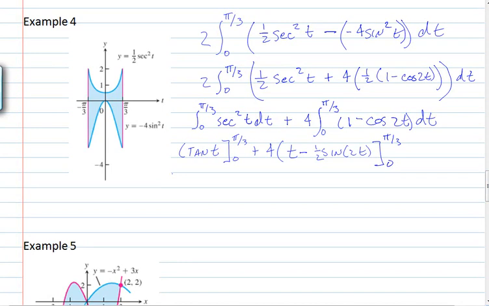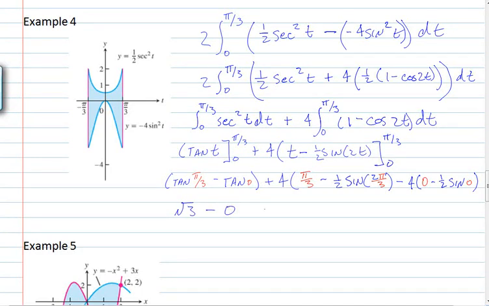So plugging in the upper bound, that gives us tangent of pi over 3 minus tangent of 0 plus 4 times pi over 3 minus 1/2 sine of 2 times pi over 3, so that's 2 pi over 3, minus 4 times 0 minus 1/2 sine of 0, and that's all going to be 0 anyway, right? Tangent of pi over 3 is, you already said the square root of 3, right?